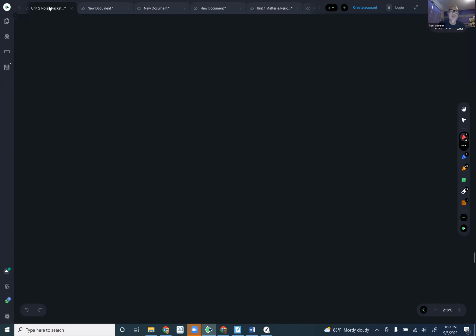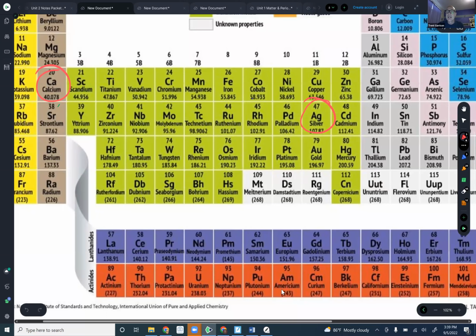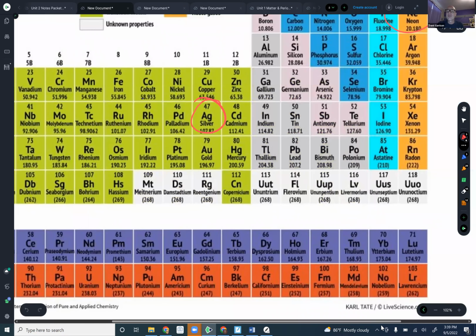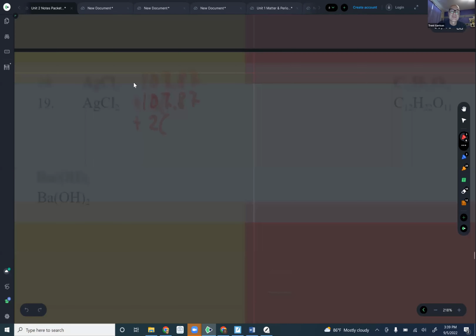Click between these two screens. So 107.87, plus there's going to be 2 chlorines. Well, let's go find out what the weight is over here on the right side. Element number 17, 35.446.